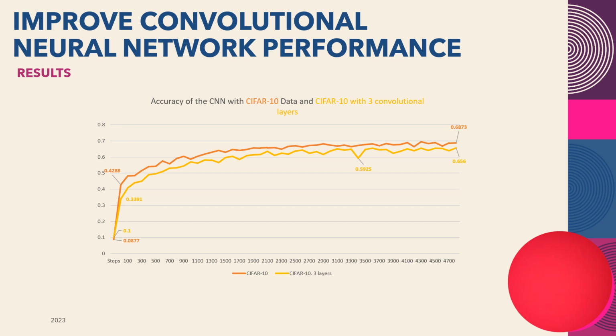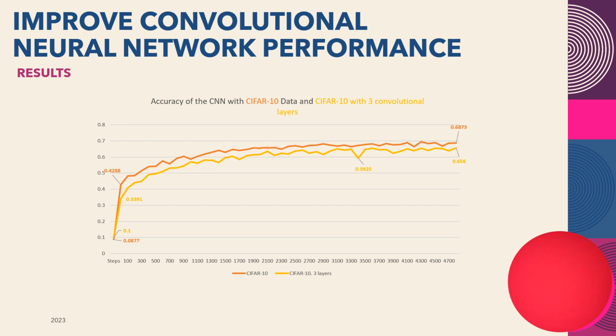It keeps a tendency to increase with some fluctuation. In step number 3400, it drops the accuracy level to 59.25%. We can observe that the accuracy level ends at 65.6% in step 5000.